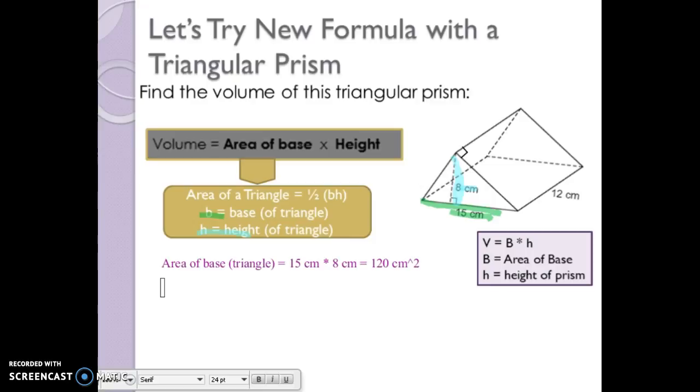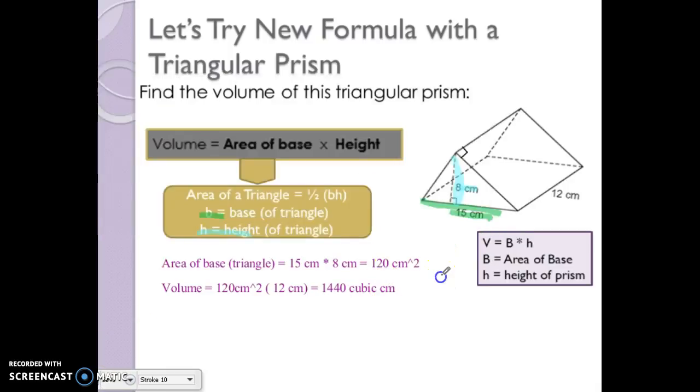Okay, and so that is the first part of our formula. The volume equals the area of the base times the height, and the height of the prism is 12 centimeters, and that's going to give us 1440 cubic centimeters.